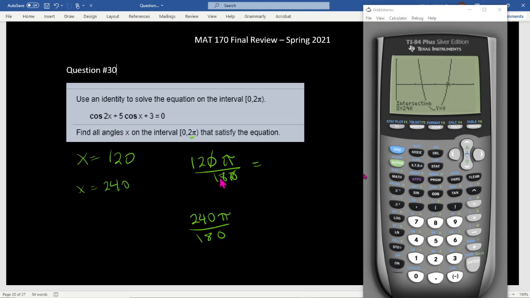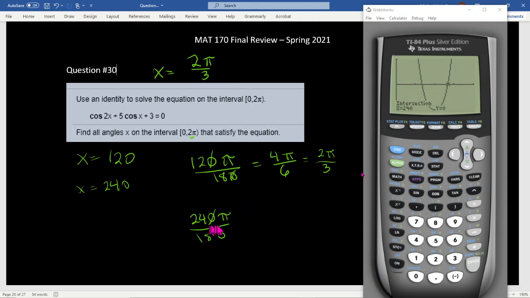What goes into both 12 and 18? How about 3? 3 goes into 12 4 times. 3 goes into 18 6 times. Oh, I can go further. I could have done 6 into both, right? But anyway, 2 goes into 4 2 times. And now 2 goes into that 3 times. So one answer would be 2 pi over 3.